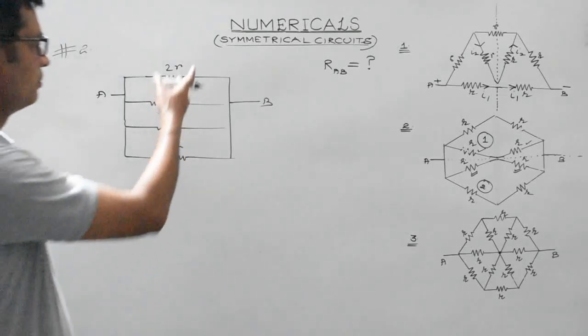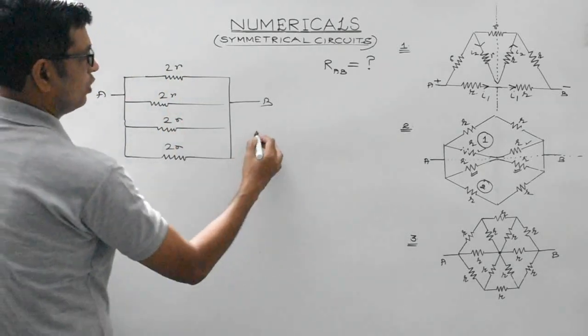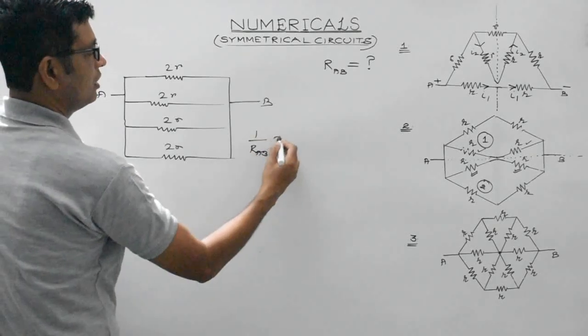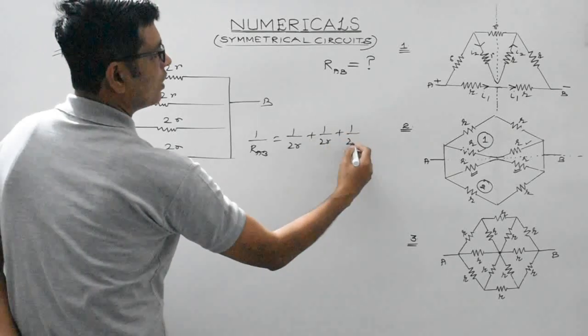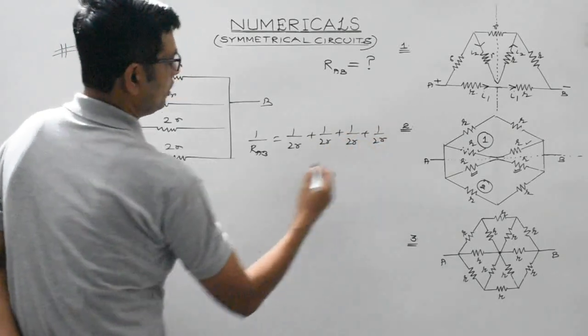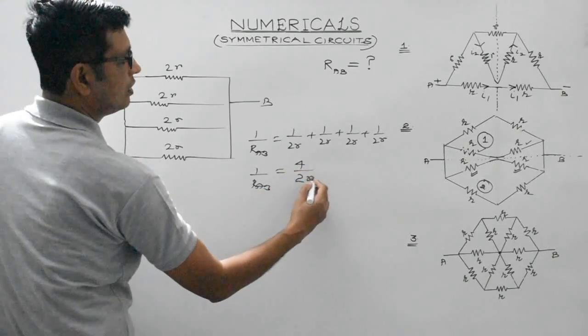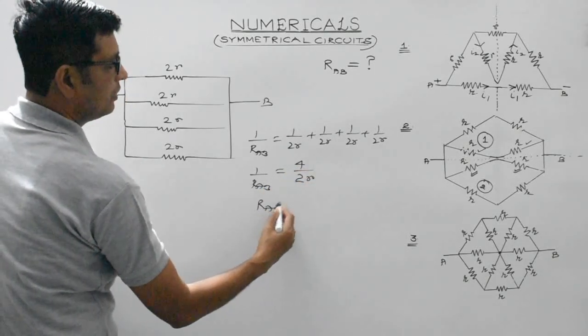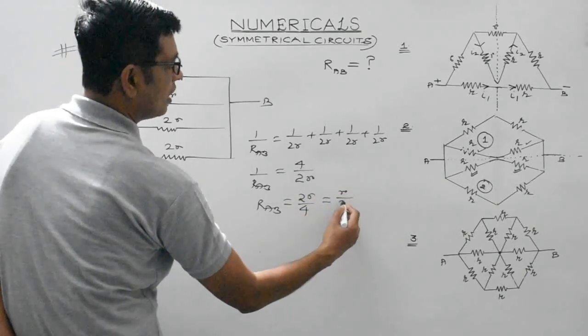Now students, it's pretty simple. All the 4 resistors are connected in parallel. So 1 by R AB would be equal to 1 by 2R plus 1 by 2R plus 1 by 2R plus 1 by 2R. So 1 by R AB is equal to 4 by 2R, or R AB is equal to 2R divided by 4, which is equal to R by 2.